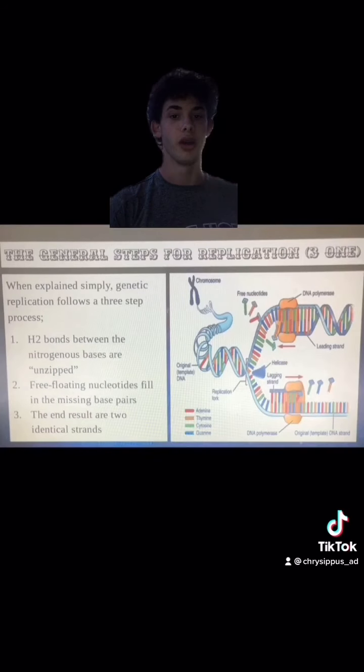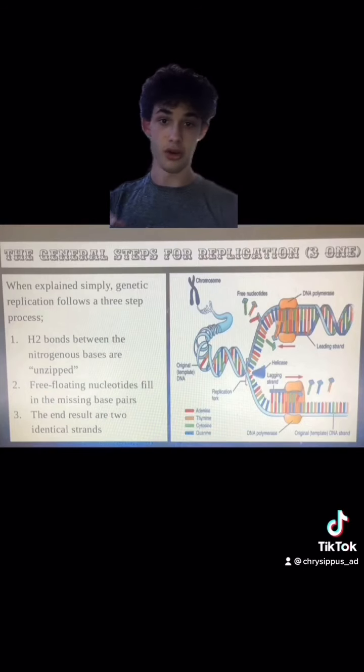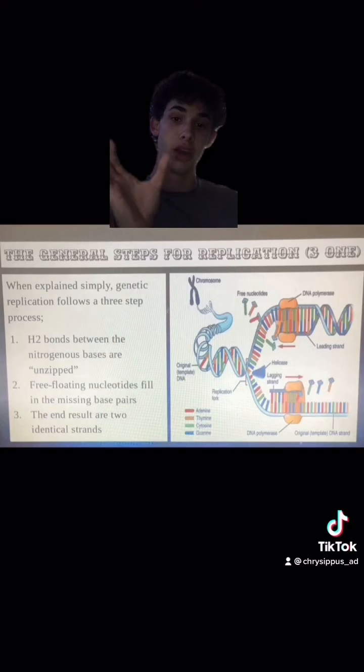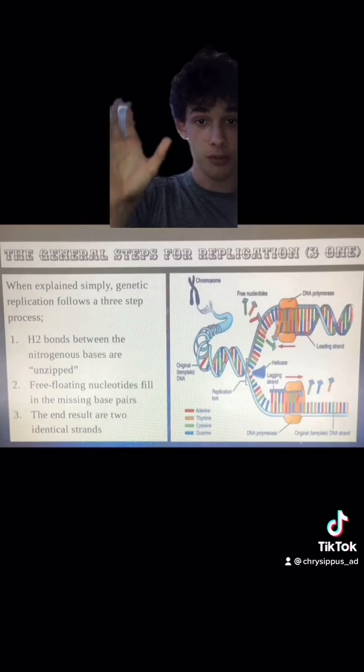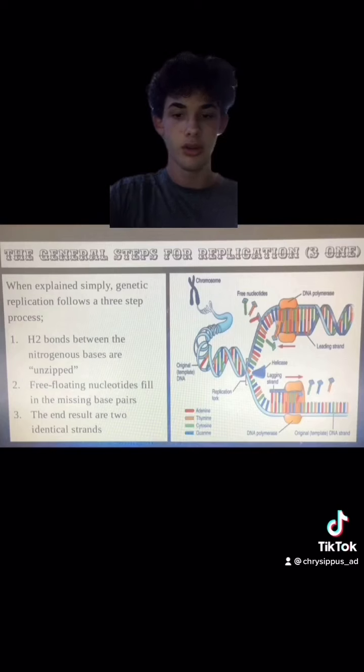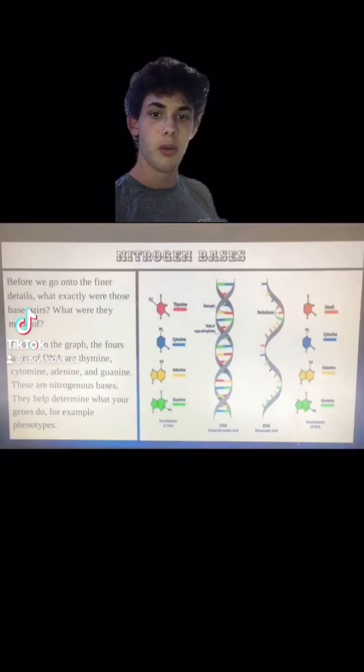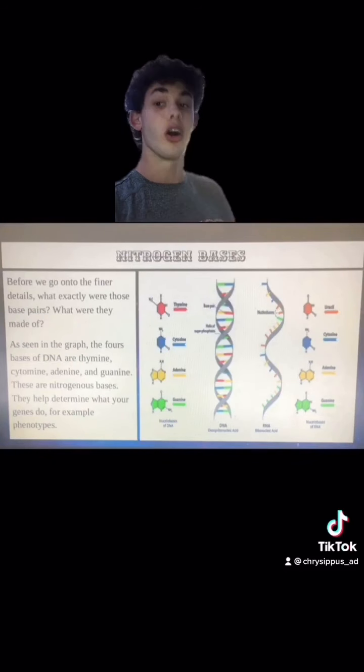The simple way of putting it, or the 3-step process, goes as such. Number 1, H2 bonds between the nitrogen bases are unzipped. In those unzipped areas, free-floating nucleotides fill in the missing base pairs, and the end result will have 2 complementary strands. But before we get into the more detailed steps, I want to go over those nitrogen bases which we just touched on. What are they?